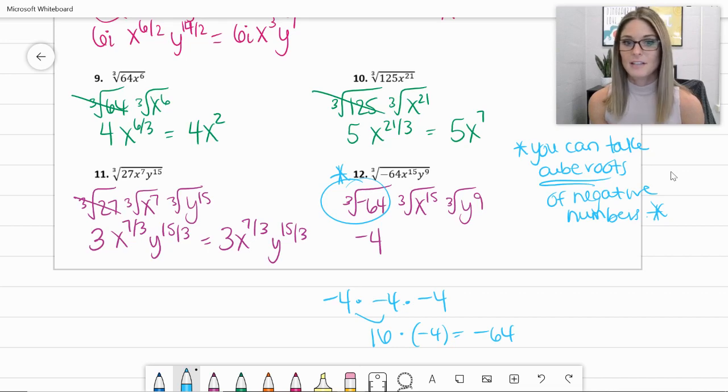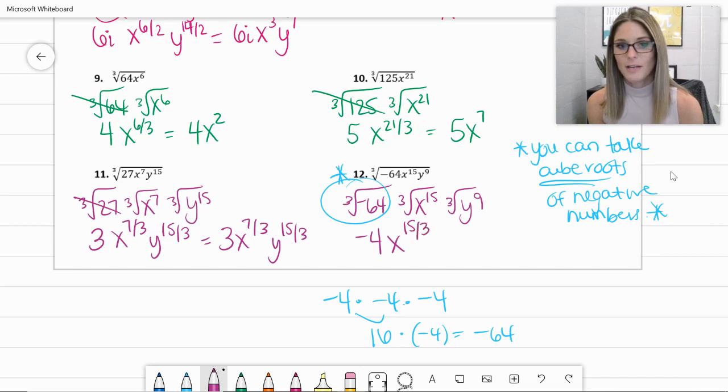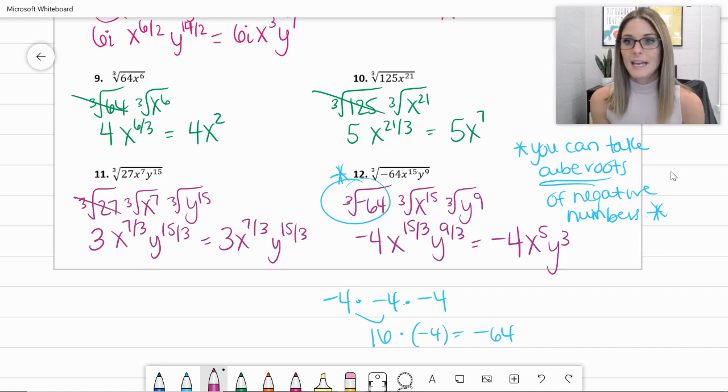This is not imaginary. This is going to be just negative 4. And then I'm going to finish simplifying the x, change it to a rational exponent, and y, change to a rational exponent. So our final answer is going to be negative 4, x to the 5th, y to the 3rd. Okay, big note there. Cube roots can be negatives. You're not going to have imaginaries with cube roots, so keep your eyes peeled on that one.